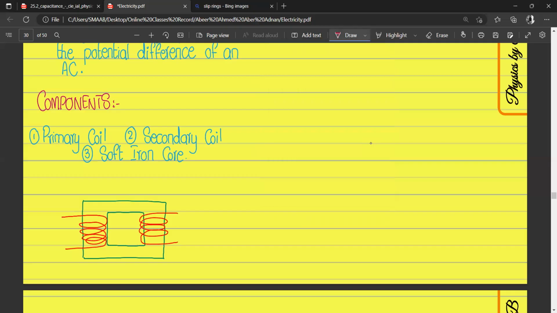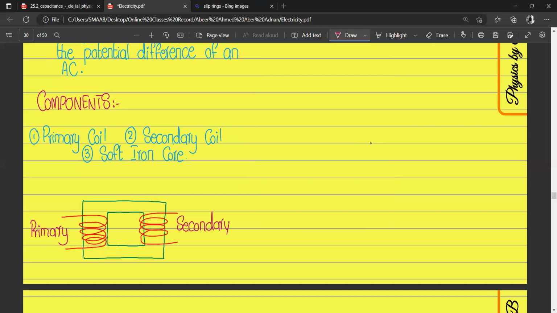The primary and secondary coils: this left one is known as the primary coil, where the current starts flowing from the circuit, or where the input value is given. So the input part is known as the primary coil, and the right one will be the secondary coil. Okay.